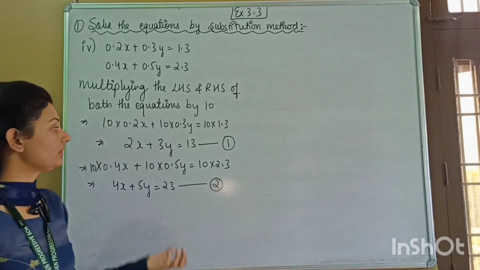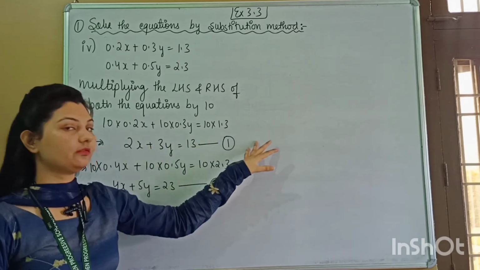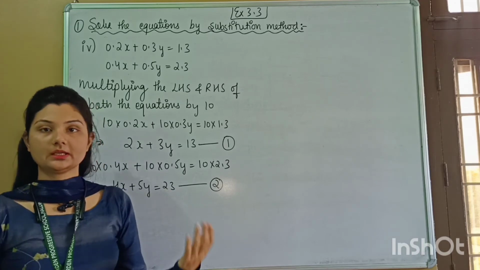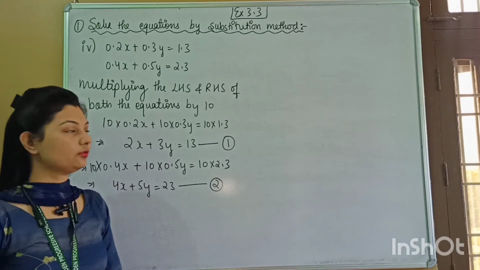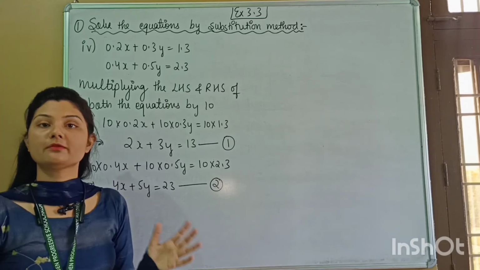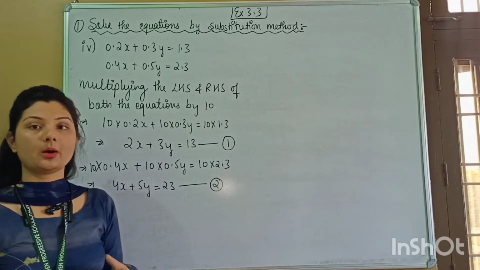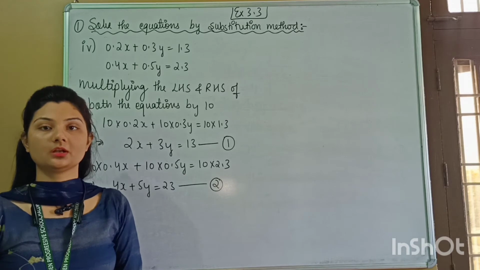Now again we will take out the value of x from equation 1 and we will put that value of x in equation 2. See, everywhere I am taking the value of x from equation 1 and putting it in equation 2, but you can take out the value of y also. That depends on you. And also, it's not compulsory that you have to take out the value from equation 1 and put it in equation 2.